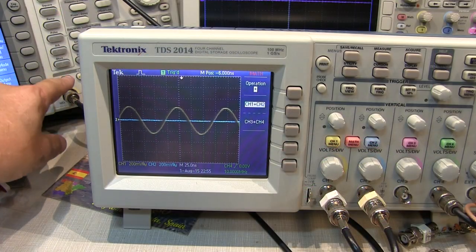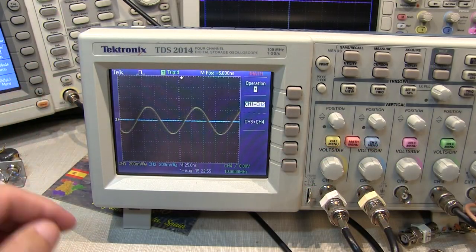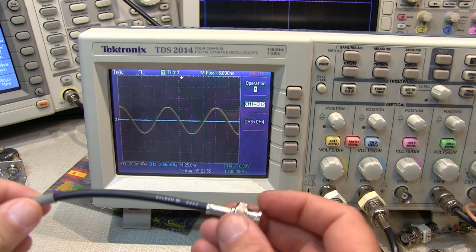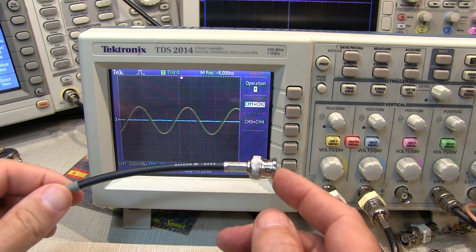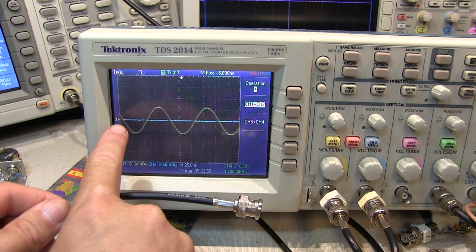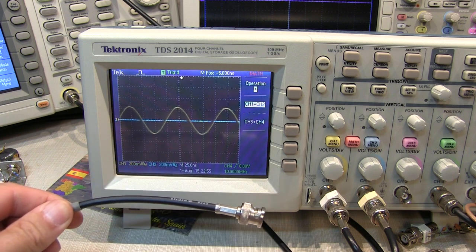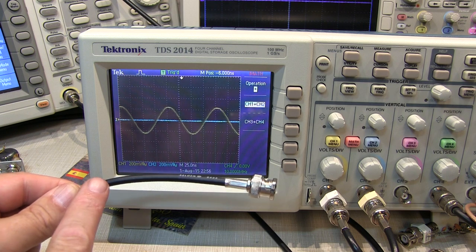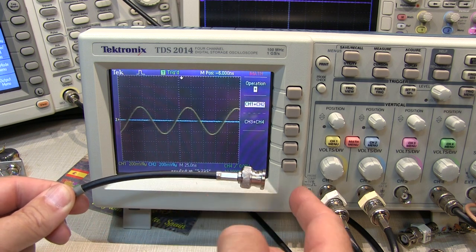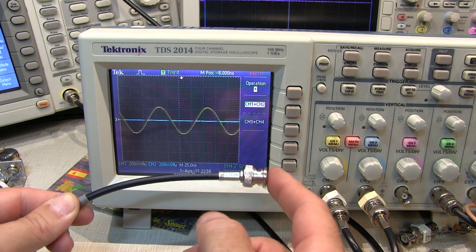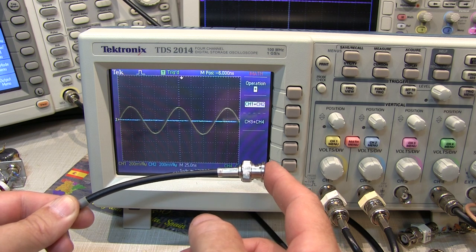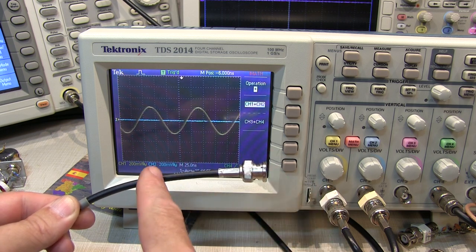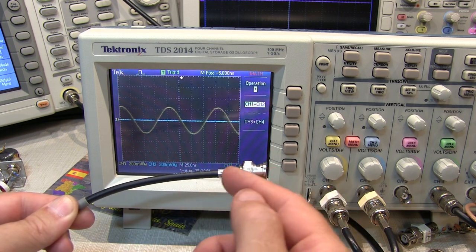I'm generating a pair of signals out of my function generator back here to simulate what's going on in the transmission line. So let's picture that this wave going from left to right is the incident wave coming from some RF source down the transmission line to a load connected at this end. And if the load is a perfect match to the transmission line impedance, there'll be no reflected wave.